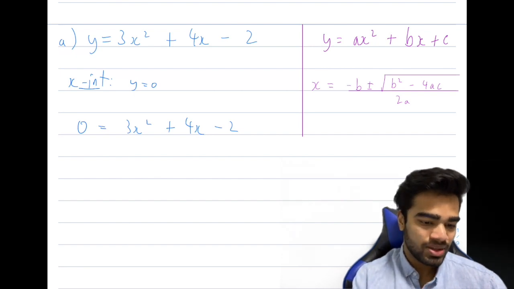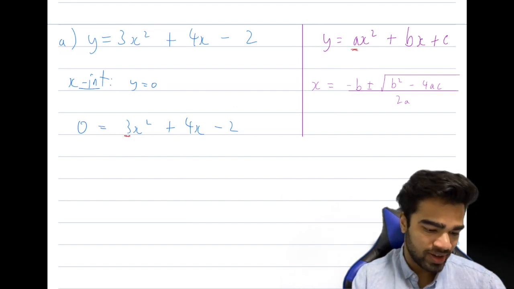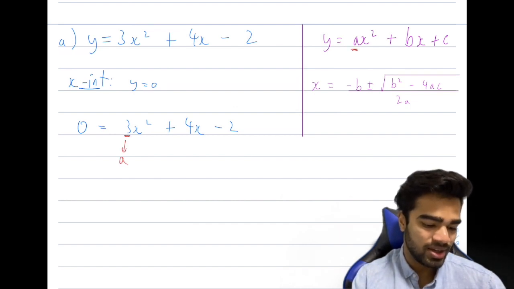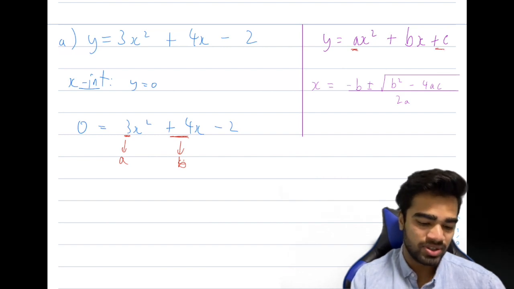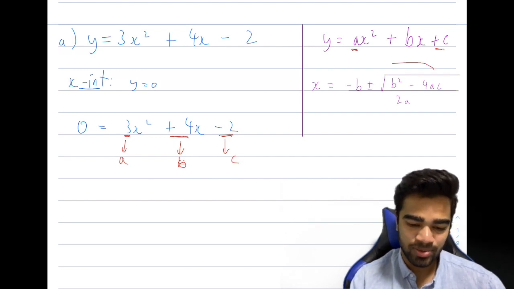Right, so first we start by identifying a, b, and c. a is the coefficient of x squared, which in this case is 3. So this is our a value. b is the coefficient of x, which in this case is 4. This is b. And c is just the whole number, the number by itself, which in this case is negative 2. So it's c.